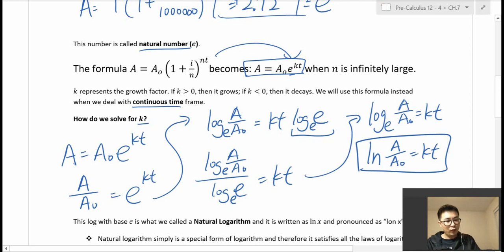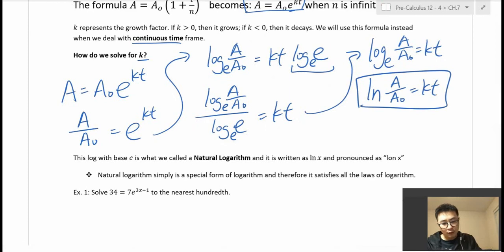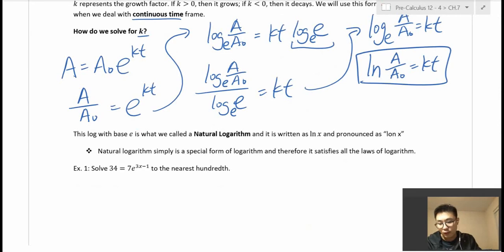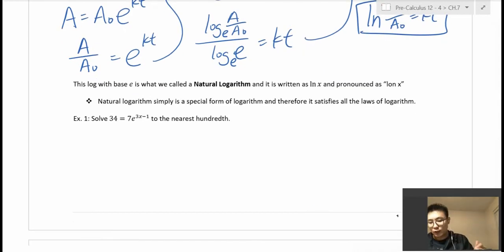So we use ln instead of log base e, and that is how you find k: ln of A over A naught is equal to kt. This log with base e is what we call a natural logarithm. Instead of writing log base e, we write ln, pronounced ln x. A natural logarithm is just a special form of logarithm, and therefore it satisfies all the laws of logarithms. So all the rules that we did with logs apply to the natural log.